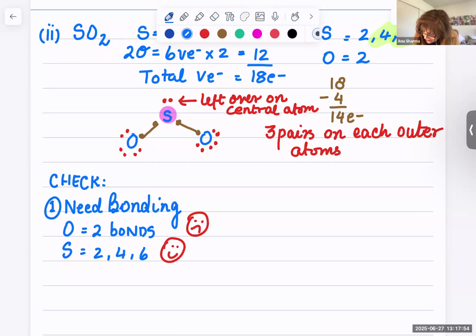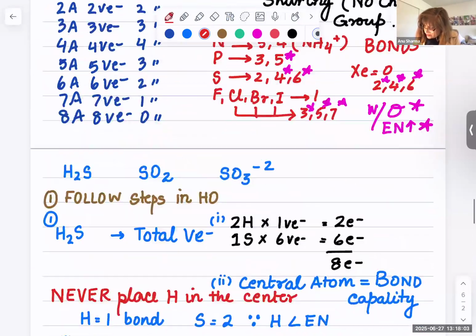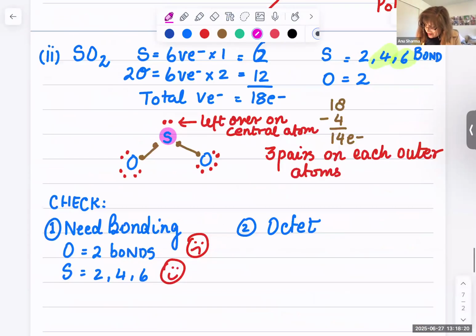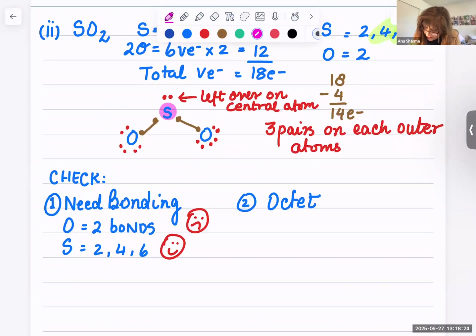But let's look at the next piece. You should also check the octet. But we know that these guys, remember this list I made here for you, in this case, are defying the octet. When they are bonding with oxygen, they defy octet. So they won't follow the octet rule. Sulfur can defy the octet, but look at oxygen. Oxygen has 1, 2, 3, 4, 5, 6, 7, 8 electrons. Oxygen is satisfied in both the cases. So oxygen is happy from that perspective, although it's aspiring to have 2 bonds also, if it can get. Sulfur can defy the octet.